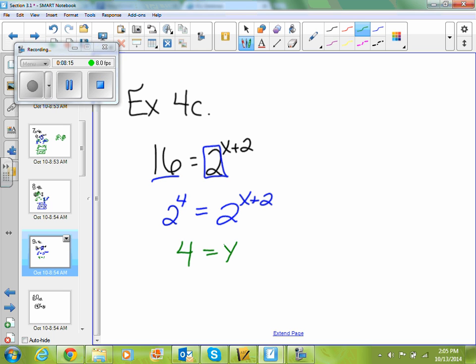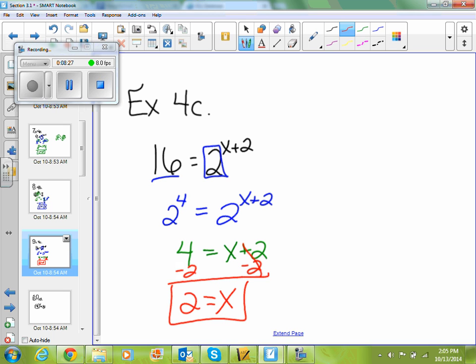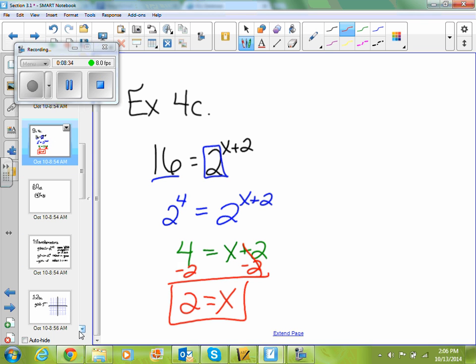Perfect, which tells me 4 equals x plus 2. So then what do I do to solve that for x? Subtract. So x equals 2. Okay, so when I asked you to evaluate them, it's just asking you to find the bases and then figure out, set the exponents equal to each other.